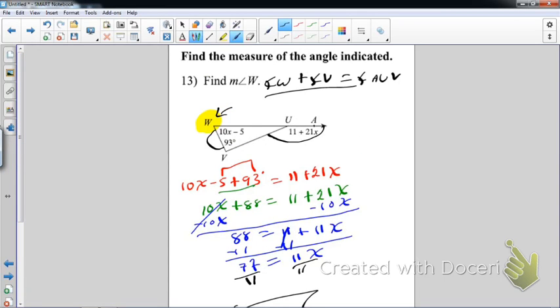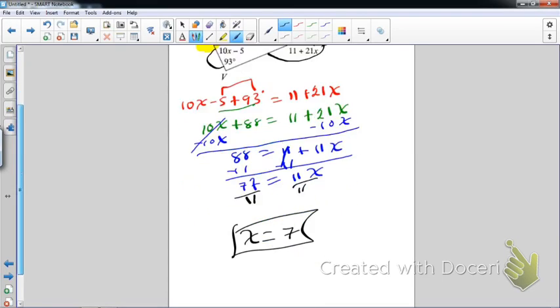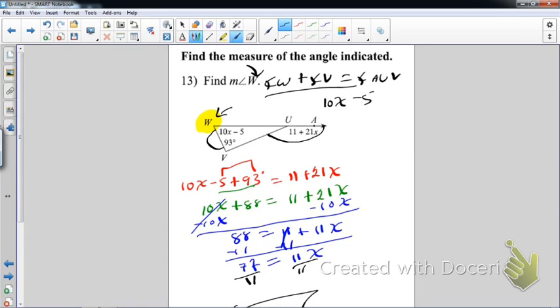But if you go back and you read what they said, what we're asking for is what W is, okay? W, angle W. So angle W for us is going to be 10x minus 5. So remember, our x is 7, so I have 10 times 7 minus 5, so that's 70 minus 5. Okay, so now I have 65.